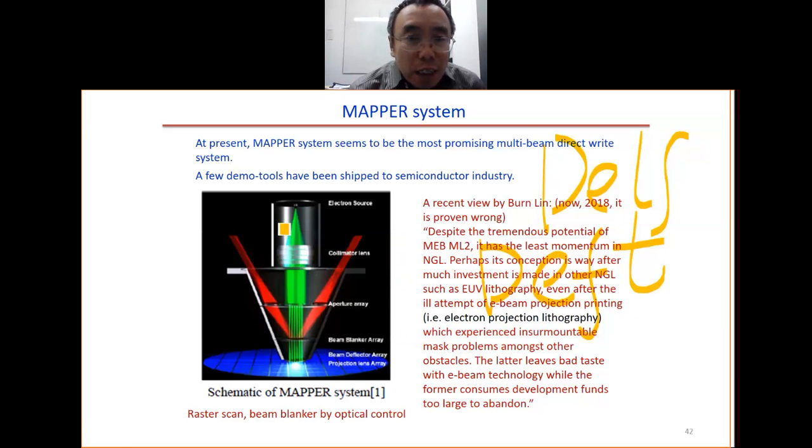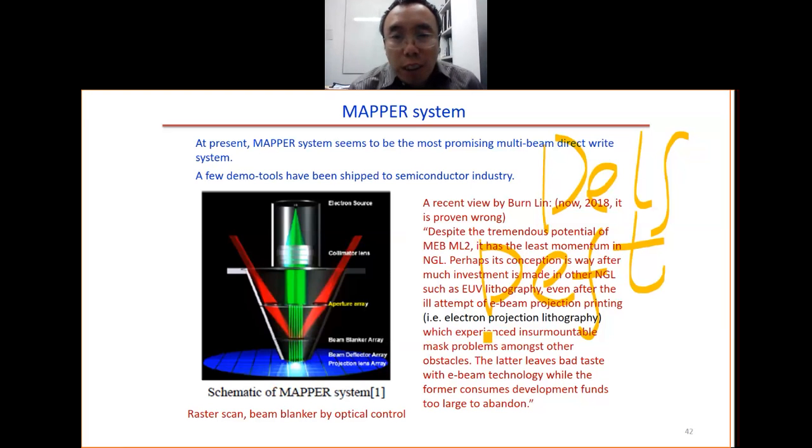Here is the idea. First, you have the electron source. You have the very broad beam. Then you have this aperture array to divide into many small beams. Each of the beams will be controlled by this light. So this one is called a phototransistor. You use the light to turn on or turn off the beam. This is the beam blanker. Then you do the parallel exposure.